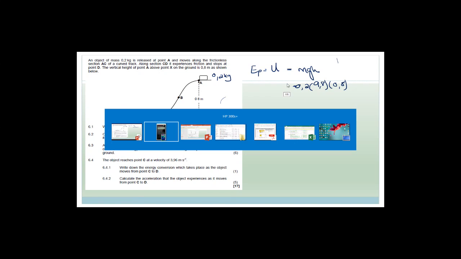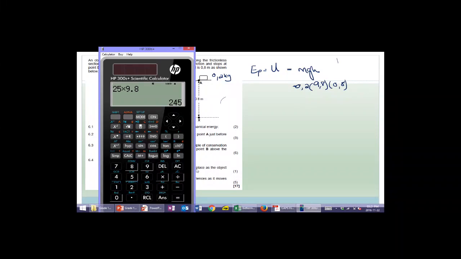Okay, so they want the gravitational potential energy of the object just before it's released, so we don't have to worry about kinetic energy. Do you agree that EP, or you might know it as U, is equal to mgh, which is the mass of the object, 0.2, the acceleration due to gravity, which I'm going to use as 9.8, and the height, which is 0.8. Now that we know that that is potential energy, we need to actually calculate it. So let's get out our calculator and do that.